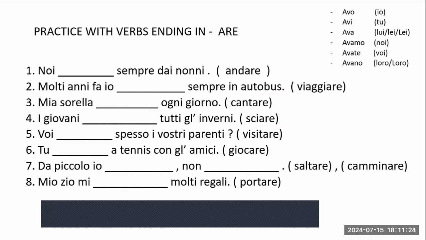All right, so let's start with Nina. Noi andare sempre dai nonni. In the imperfect tense would be? Noi andiamo sempre dai nonni. Okay, check your conjugation. So you've got your verb andare. You're going to drop your are. So you're left with and. Andavamo. Okay, so noi andavamo sempre dai nonni.